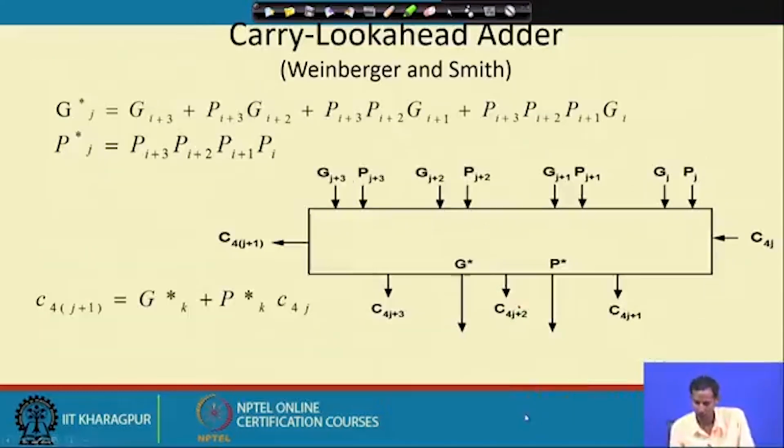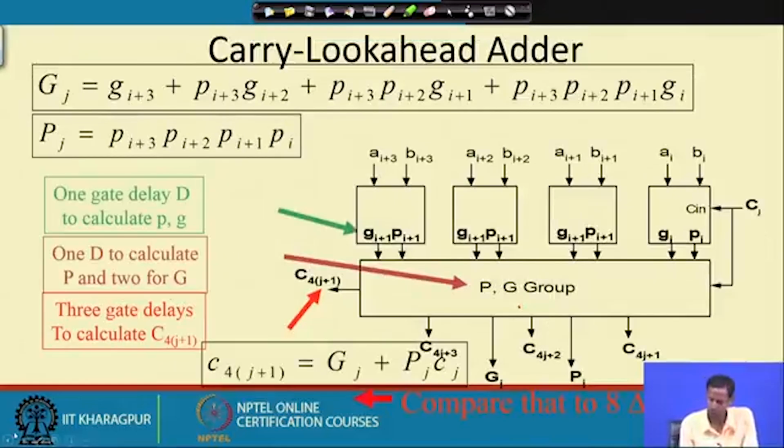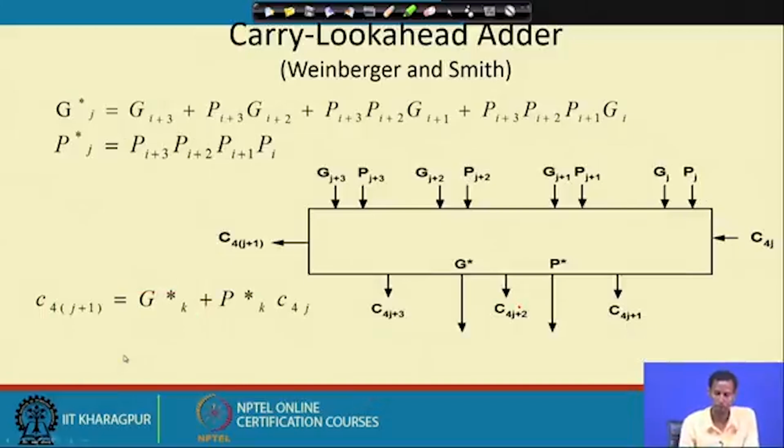But in the ripple carry adder, that will be 8 gate delays. Okay. So, I can reduce the corresponding levels for 4 bits only. If we consider more bits, I can get more savings, but for 4 bits I can say I can save 1 gate delay compared to the ripple carry adder.